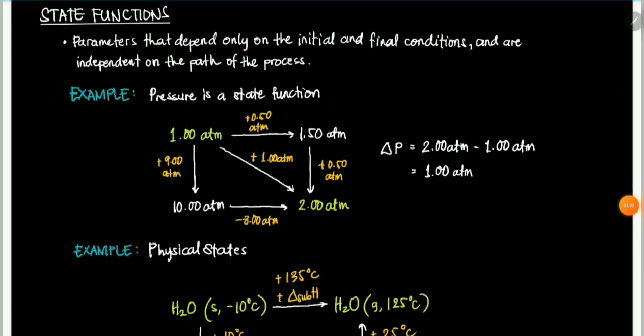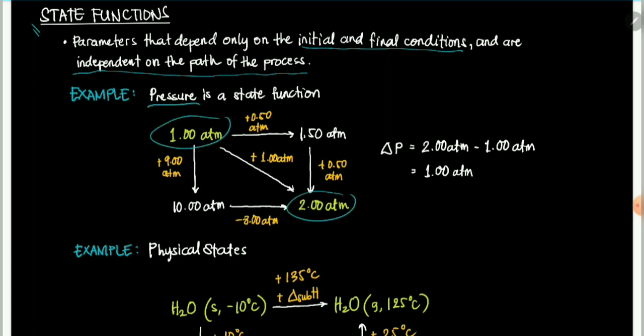Okay? So, yun yung difference ng state tsaka path variables. Okay? So, let's discuss state functions and path functions in further detail. Okay? So, state functions, again, are parameters that depend only on the initial and final conditions and independent sila sa path of the process. So, for example, we have pressure. So, if we want to change a pressure from 1 atm to 2 atm, the delta P is just the final minus the initial pressure. So, that's 1 atm for delta P.